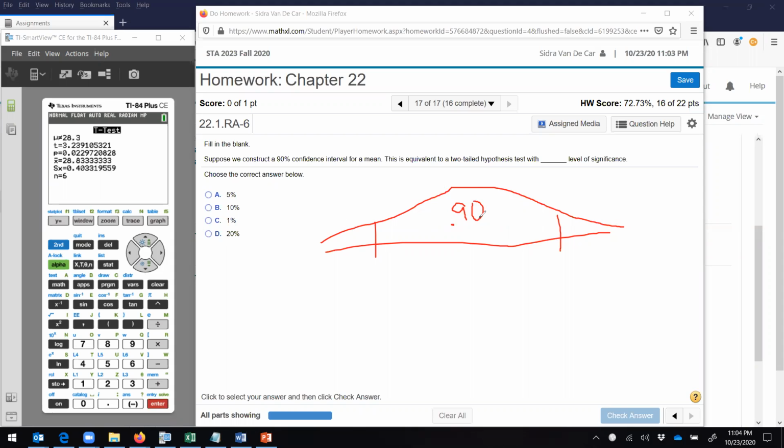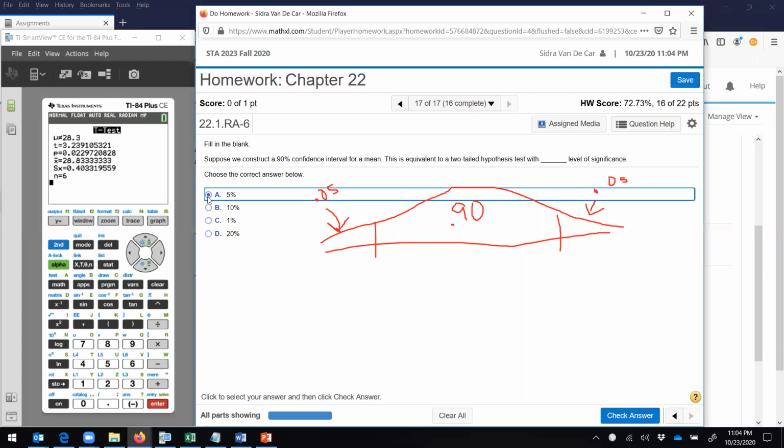So a 90% confidence interval would be equivalent to a two-tailed hypothesis test with our significance level, right? We're looking at 0.05 over here and 0.05 over here, splitting the 10% left over. So 10% split between the two, 0.05.